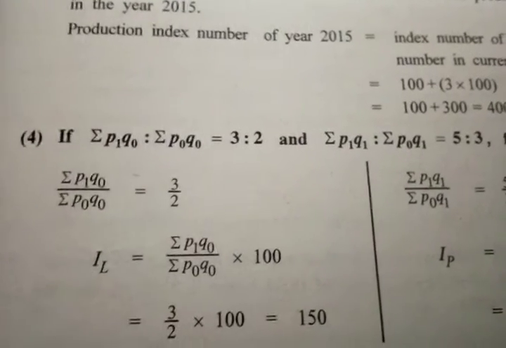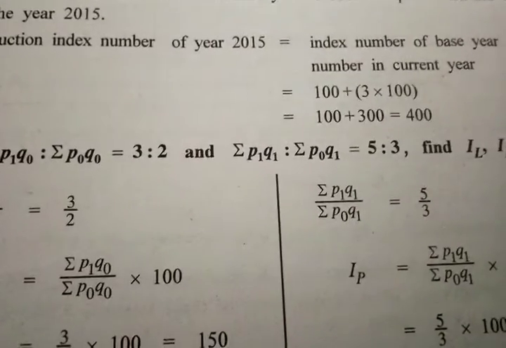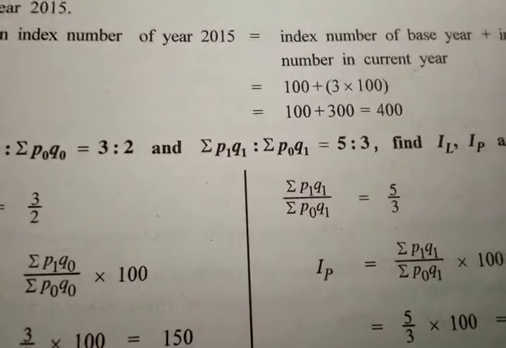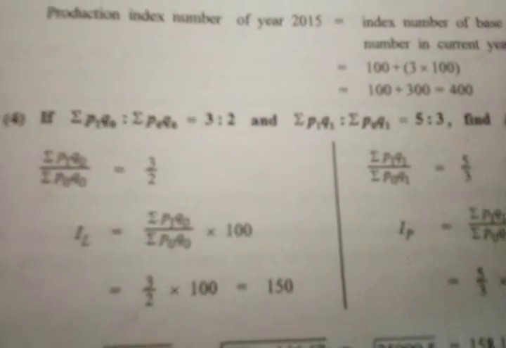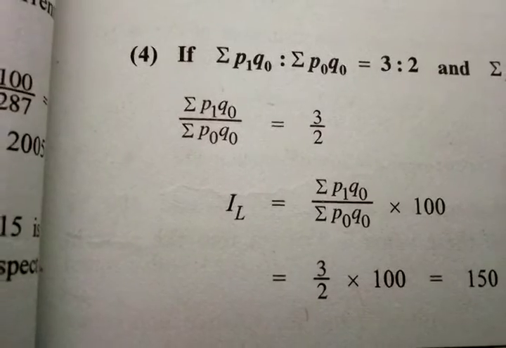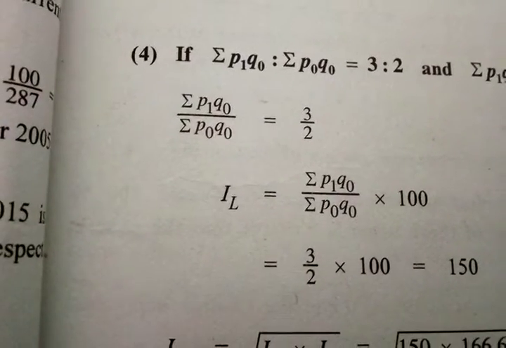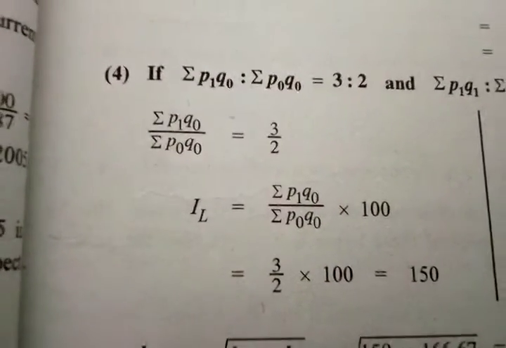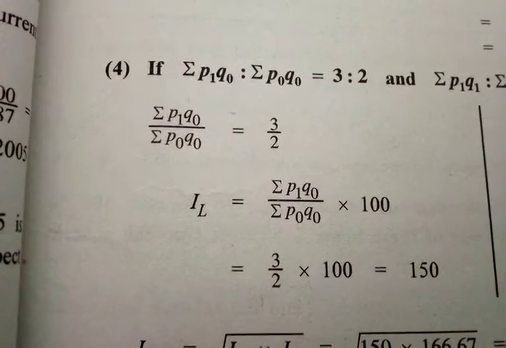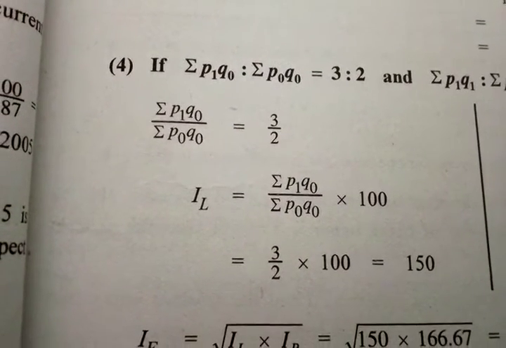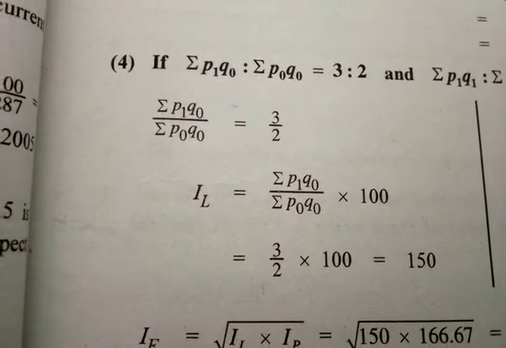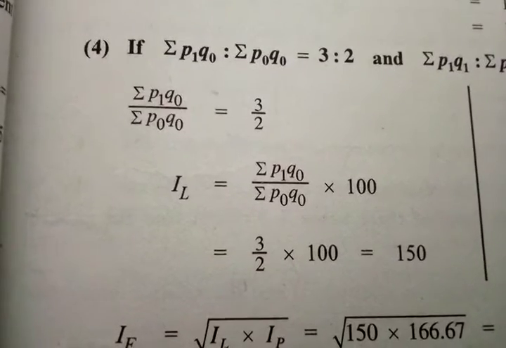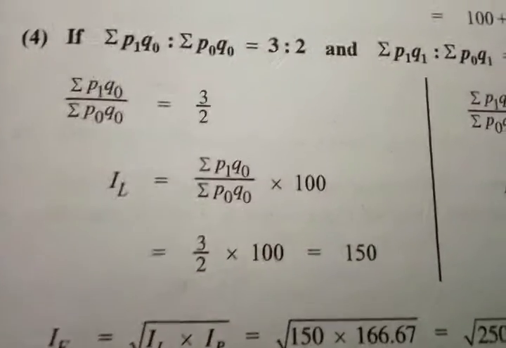Now the fourth question here is, if sigma P1 Q0 is to sigma P0 Q0 is 3:2, that's a ratio, and sigma P1 Q1 is to sigma P0 Q1 is 5:3, find IL, IP and IF. So we have a ratio given here. Therefore sigma P1 Q0 upon sigma P0 Q0 is 3/2, and sigma P1 Q0 upon sigma P0 Q0 into 100 is the formula for IL. So IL is equal to 3/2 into 100, it is 150.